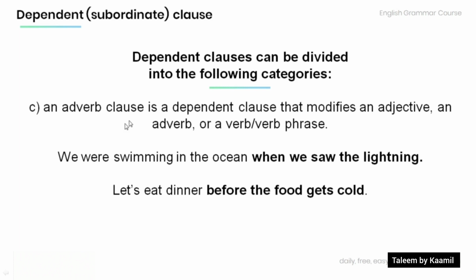C. An adverb clause. An adverb clause is a dependent clause that modifies an adjective, an adverb, or a verb or verb phrase. Have a look at the examples below. We were swimming in the ocean when we saw the lightning, modifying the verb swimming. Let's eat dinner before the food gets cold, modifying the verb phrase.